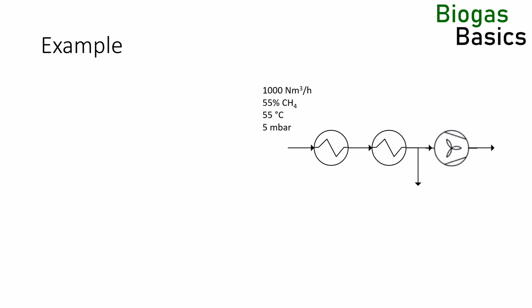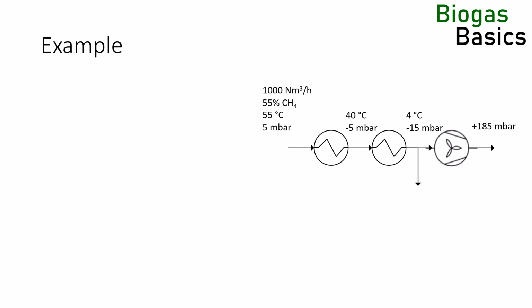Let's do an example. A biogas stream of 1000 norm cubic meters per hour, 55% methane, 55 degrees Celsius, 5 millibar relative pressure is first cooled and then compressed. The first cooling step using a table cooler cools the gas down to 40 degrees Celsius. The pressure drop over the first heat exchanger is 10 millibar. The second heat exchanger using a refrigerant chiller cools the gas to 4 degrees Celsius. The pressure drop is 10 millibar again. The blower increases the pressure by 200 millibar.